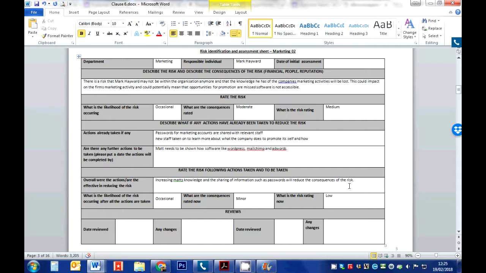So again, the risk rating is medium, but by doing this we've been able to identify that it's important to record passwords specifically for marketing software and share that with the relevant staff. Also, because of that loss of knowledge and how to use these pieces of software, we've brought in a chap called Matt who's been shown, or will be shown, how to use things like WordPress, MailChimp and AdWords, which is all the marketing related software that we use. So we've gone back and reassessed the consequences. It's still occasional that people do leave companies, but the consequences should now be minor, whereas before they were moderate, because that knowledge and information has been shared.